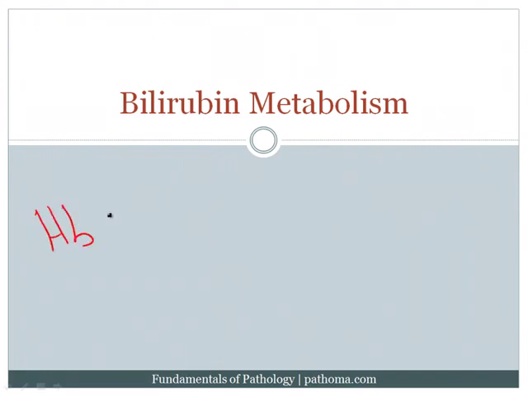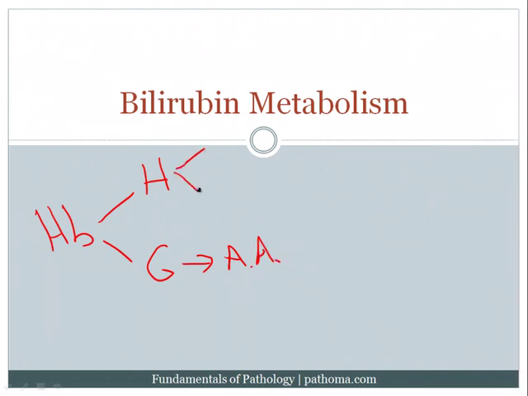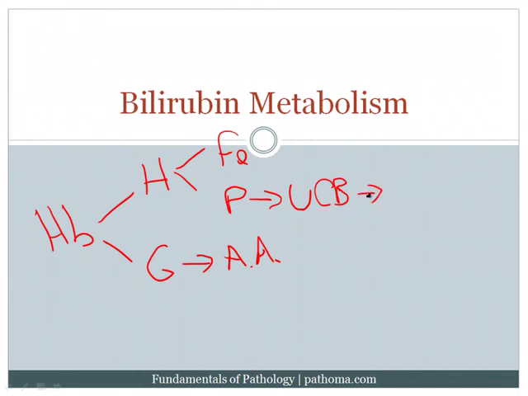The hemoglobin is then broken down into heme plus globin. The globin is simply protein, and so it will be broken down into amino acids, and the amino acids will be recycled. The heme, of course, consists of iron and protoporphyrin. The iron will be recycled, and the protoporphyrin will eventually be converted to unconjugated bilirubin. This unconjugated bilirubin will be taken by albumin in the serum and delivered to the liver.